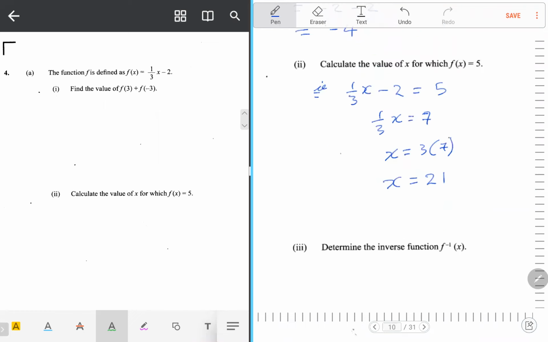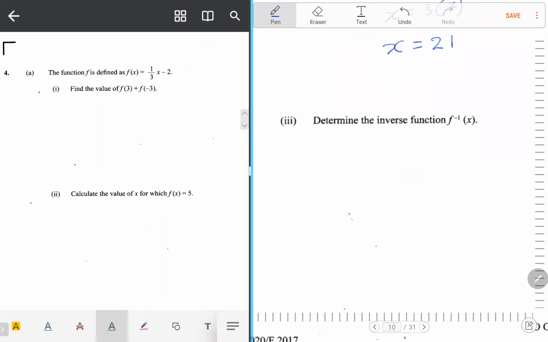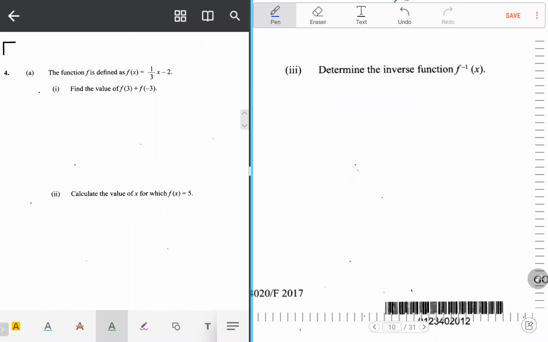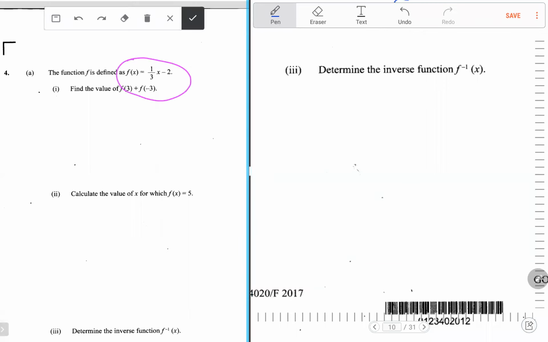All right. Next part down here now wants us to find f to the minus 1 of x. F to the minus 1, which is the inverse. All right. So using this same function that we have over here, the f of x function, you can leave out the of x and just say f equals 1/3 x minus 2. And then we'll form the inverse function.